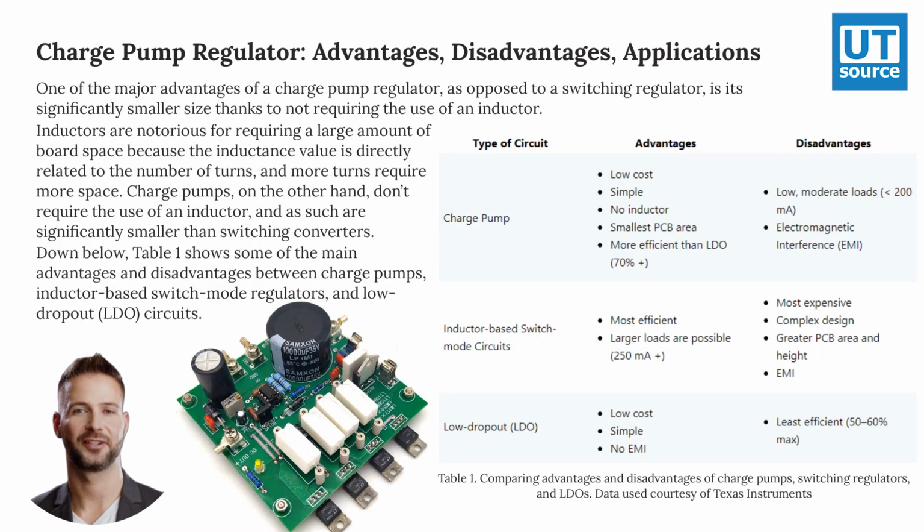Charge pump regulator, advantages, disadvantages, applications. One of the major advantages of a charge pump regulator, as opposed to a switching regulator, is its significantly smaller size thanks to not requiring the use of an inductor. Inductors are notorious for requiring a large amount of board space because the inductance value is directly related to the number of turns, and more turns require more space.